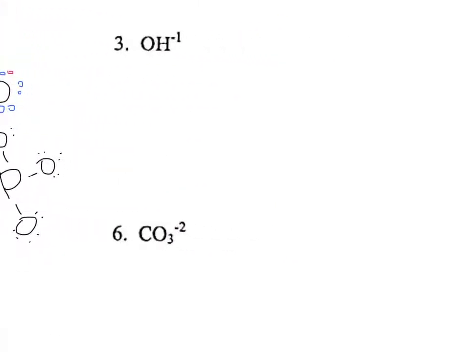Alright, OH-, this is the hydroxide ion, it's called. Oxygen has 6, hydrogen has 1, and then we have this extra 1. Again, that's the charge, indicating there is an extra electron, and we have a total then of 8 electrons. We're looking for 4 pairs.